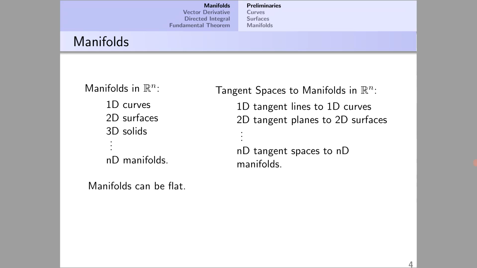I don't mean to imply by the use of the word curves and surfaces that our curves need be curved. A curve can be a portion of a line segment in Rn. Similarly, a surface can be a portion of a plane in Rn. For us, manifolds will be defined by parameterizations. Let's see how that works in the several cases.